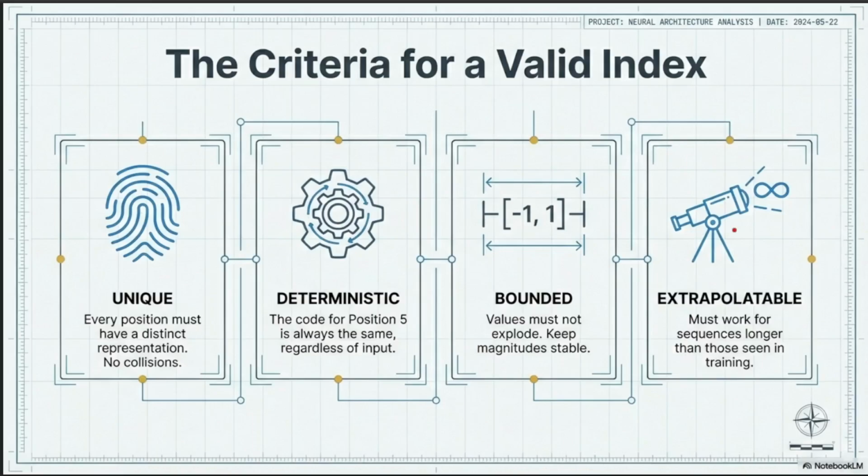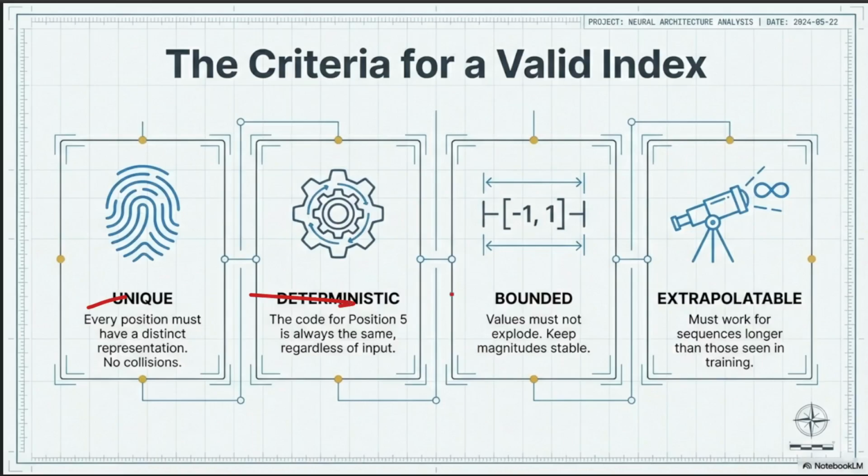So we need to attach a tag or an index to every word to indicate its position. But we can't just use any number. Through research, we've identified 4 critical criteria valid for an indexing system. It must be unique. So every position must have a distinct representation. Position 5 cannot look like position 6, for example. And it should be deterministic. The code must be stable. If I ask the code for position 5 today, it should be the same as tomorrow, so there is no randomness.